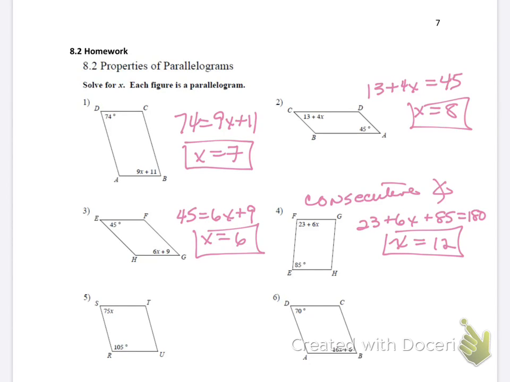Okay, number 5 is also consecutive. Add those together. If you add them together, you should be getting x is 1. Now we're back to opposite angles. Opposite angles are equal. Set them equal and solve, and you should get x is 4.